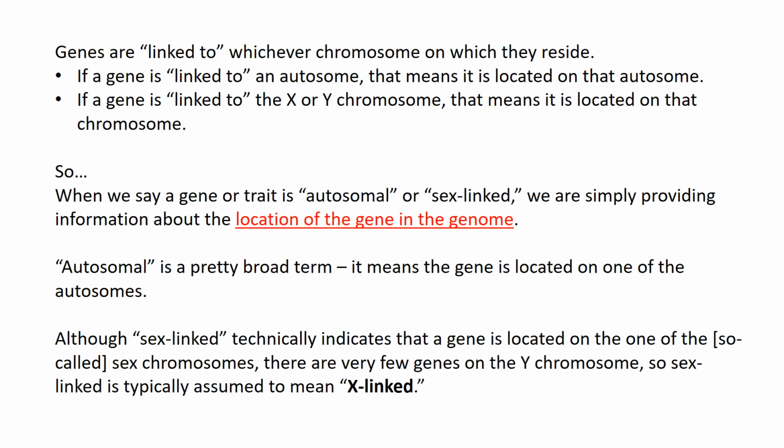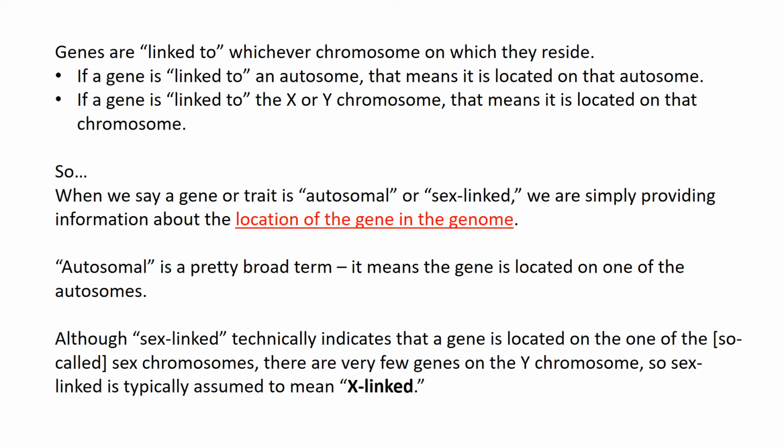If a gene is linked to an autosome, then we say it's autosomal. It means it's located on that autosome. So you could say that a gene is linked to chromosome 10, and that just means its location is on chromosome 10. If a gene therefore is linked to the X or Y chromosome, the so-called sex chromosomes, then that means that the gene is located on that chromosome.